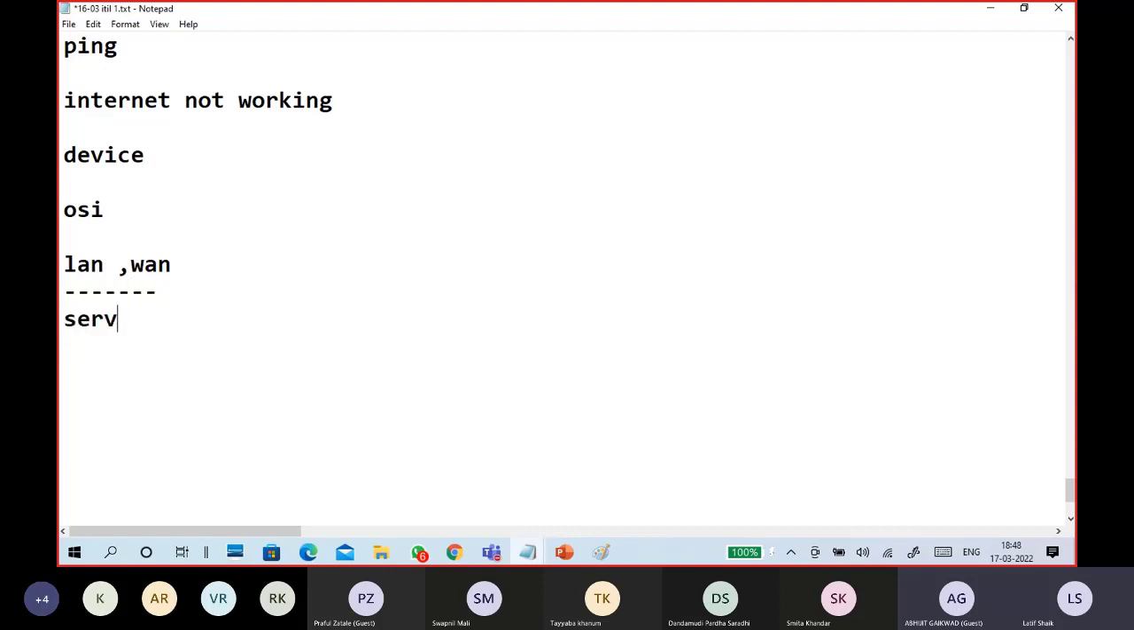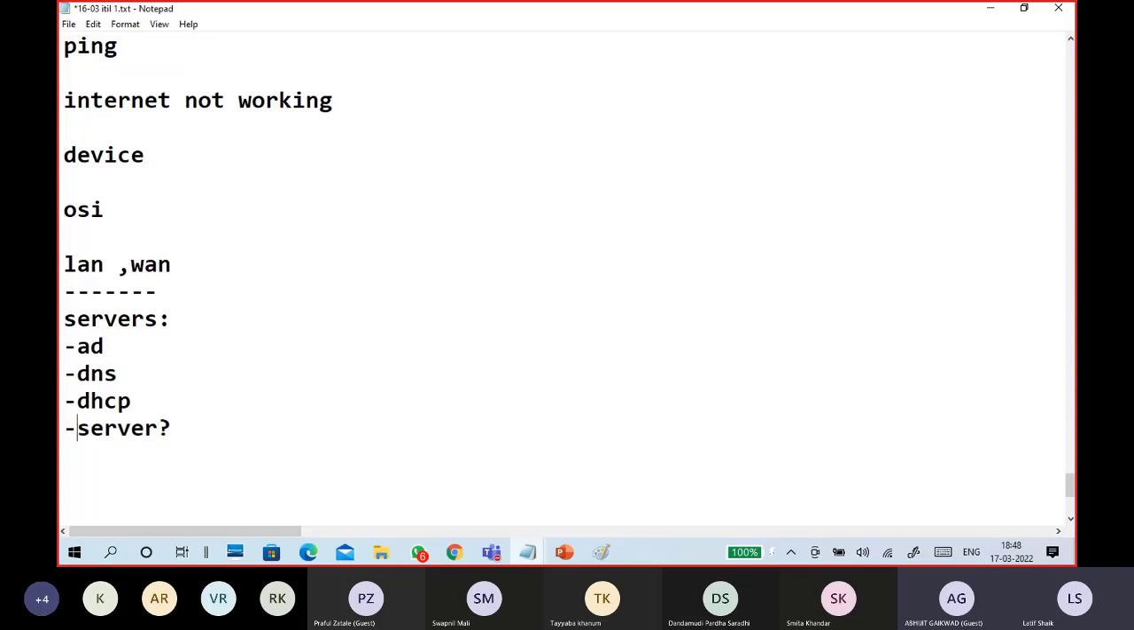Okay, coming to the server side, servers are important. So what is a server? What is Active Directory? What is DNS? What is DHCP? DHCP assigns the IP address. Okay, so what is group policy, that kind of stuff? What is a server? It's important to know what a server is.